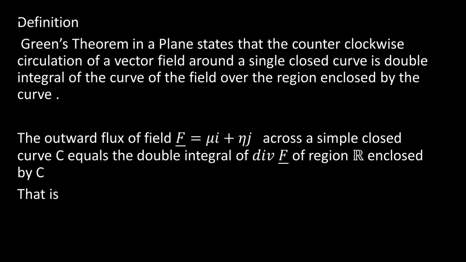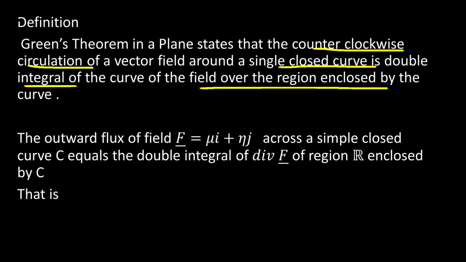we'll now need to know the definition of what Green's theorem is. Green's theorem in the plane states that the counterclockwise circulation of a vector field around a single closed curve is the double integral of the curl of the field over the region enclosed by the curve. We are saying Green's theorem means that the outward flux of the field across a simple closed curve C is the same as the double integral of the divergence of F over the region R enclosed by C.